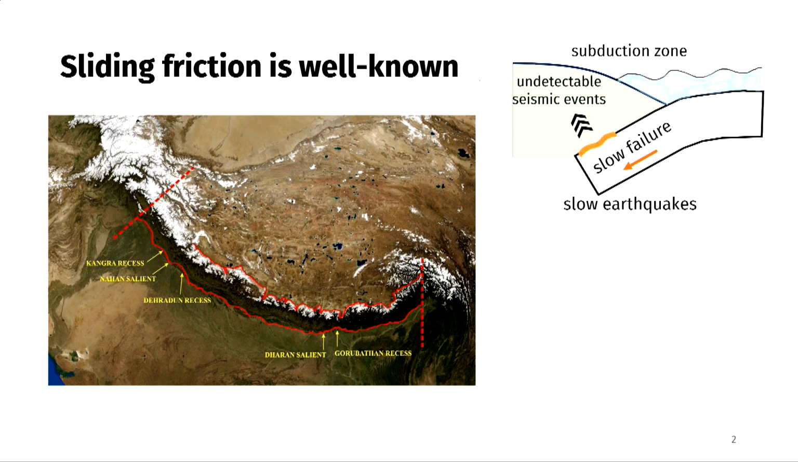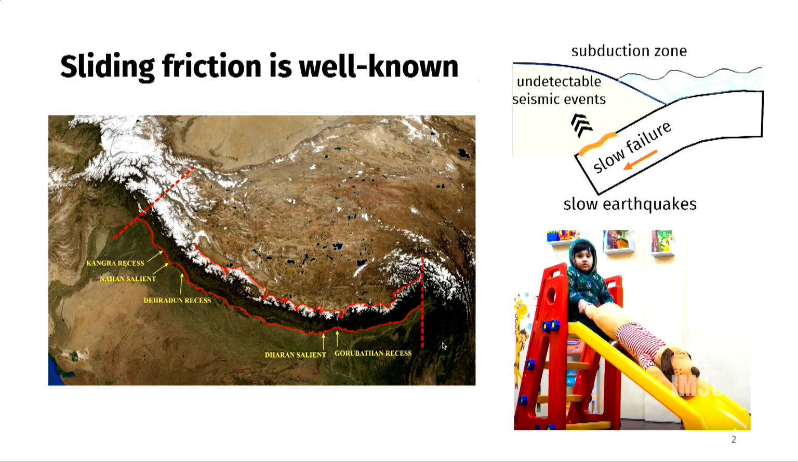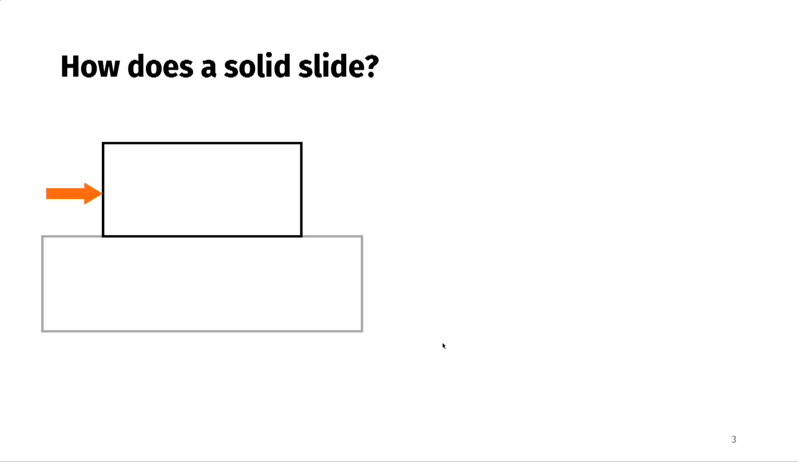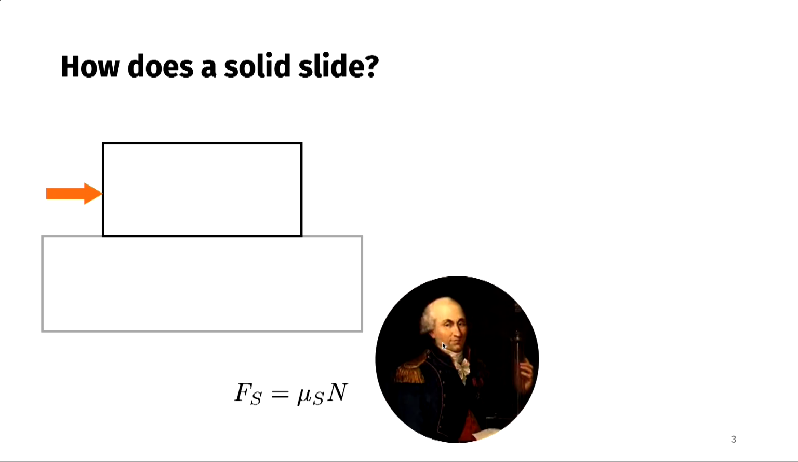And right from this scale, which is very large, all the way to something very small and relatable, I suppose, the mechanics of what happens when these bodies slide turns out to be remarkably similar. So if you ask the question, how does a body actually slide? The textbook answer that I suppose all of us are familiar with was given by Amontons and Coulomb. Let's say you're trying to slide this body and this one is kept stationary.